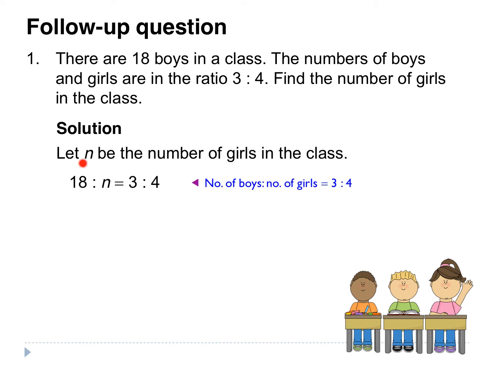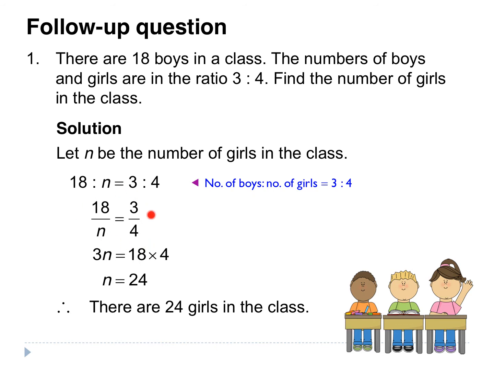First, we shall let n be the number of girls in the class. We already know there are 18 boys, so the ratio of the number of boys to the number of girls is equal to 3 to 4.